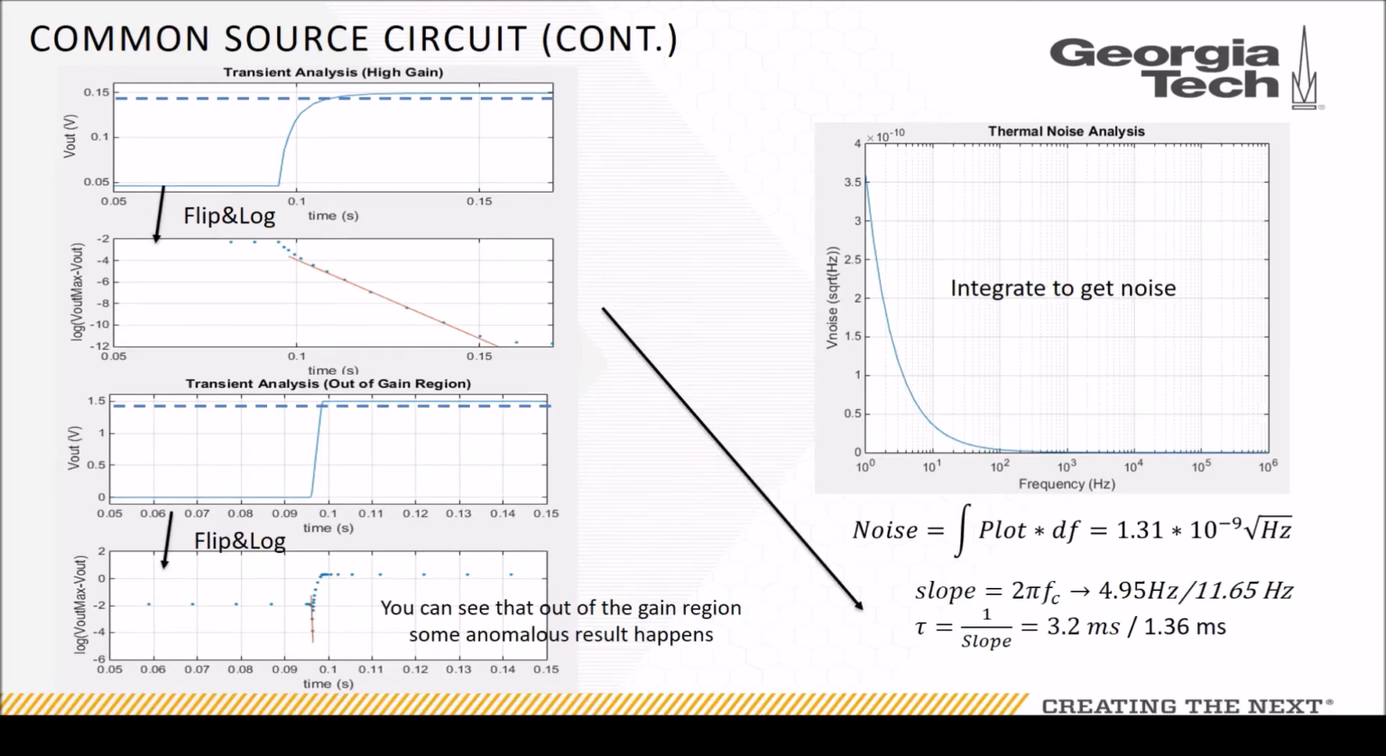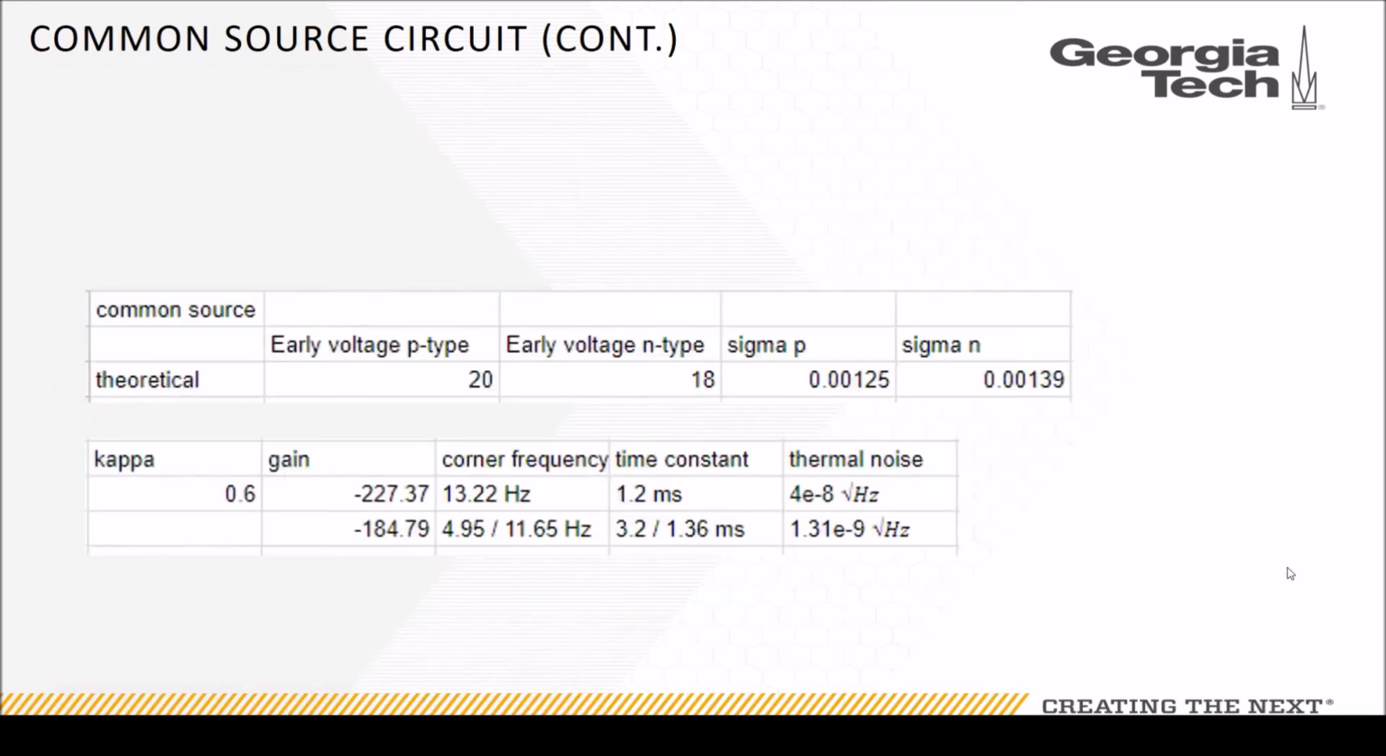For the transient analysis, we have 2 waveforms, one in the gain region and one out of the gain region. We flip them, take the natural log, and curve fit for the time constant, which we listed here. So the previous part is for the in gain region, and the following part is for the out of gain region. And here's a table of parameters that we derived.